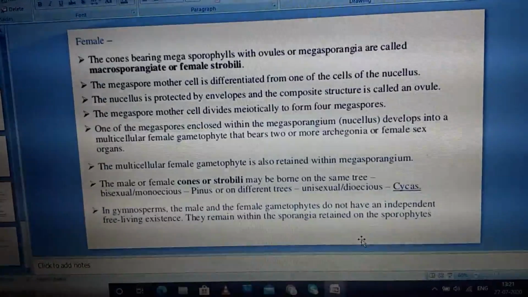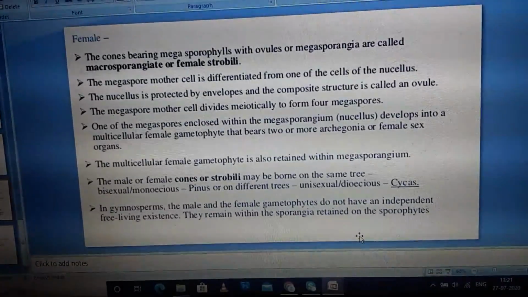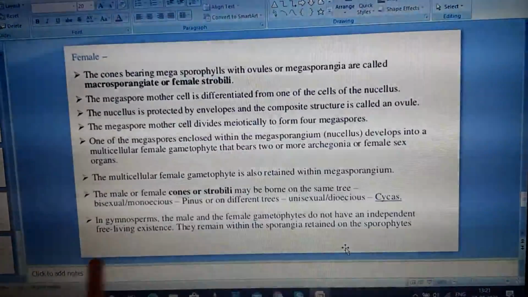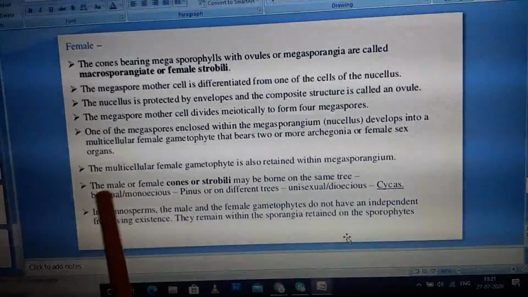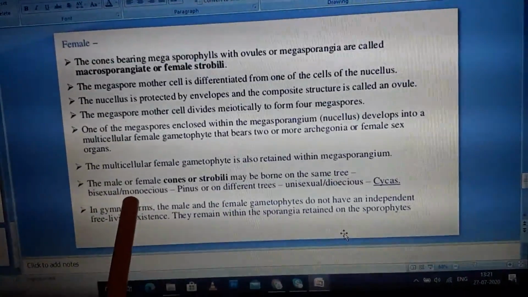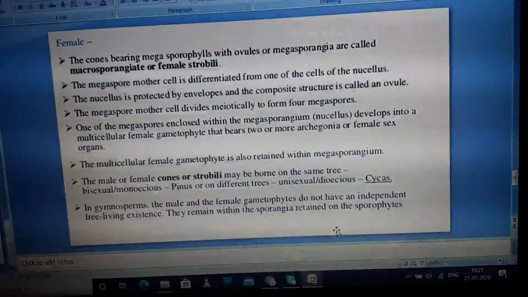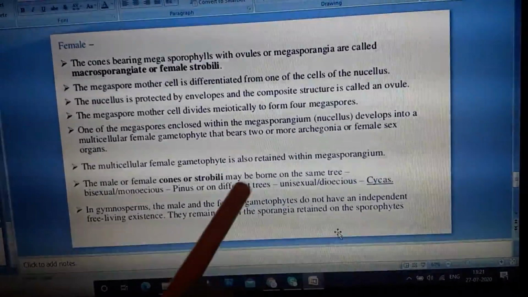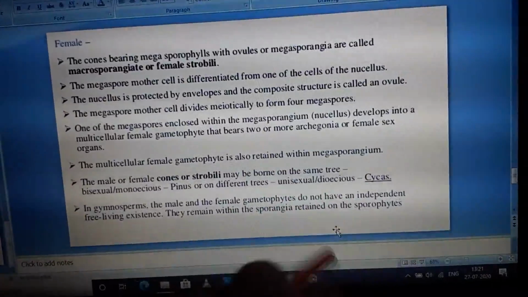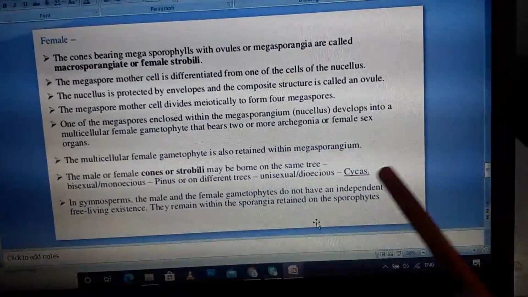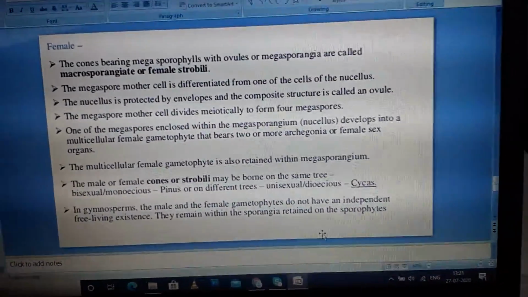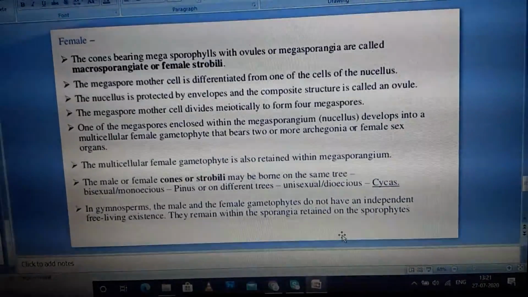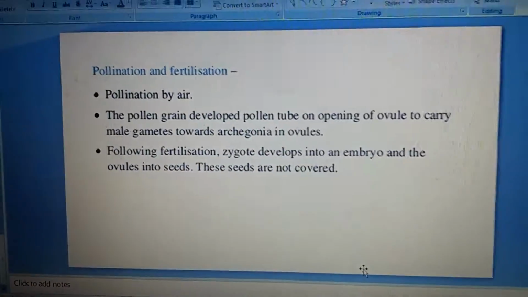Both the cones can be on the same plant, then it is known as bisexual or monoecious, when both the sexes are present on the same plant. When we have two different plants for male and female, then it is known as unisexual or dioecious. It is seen in the case of Cycas. Cycas you can see all around, it is present. It is an ornamental plant.